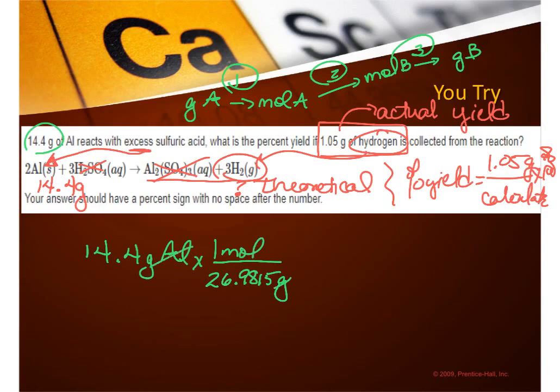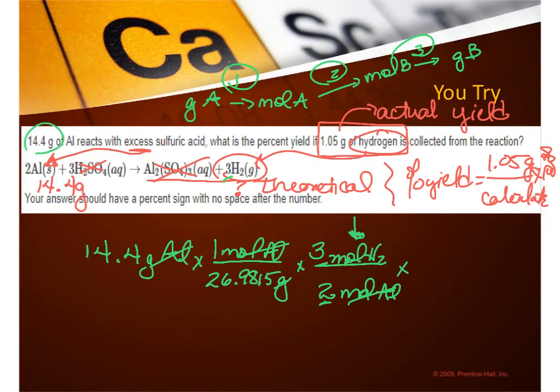Okay, now that I'm in moles of aluminum, I can use mole ratio to get to the substance the problem is asking about, and the problem is asking about hydrogen. I'm going to go to the balanced reaction to get the coefficients for the mole ratio. So there's a 2 in front of the aluminum and a 3 in front of the hydrogen. If I were to stop here, my units would be moles of hydrogen.